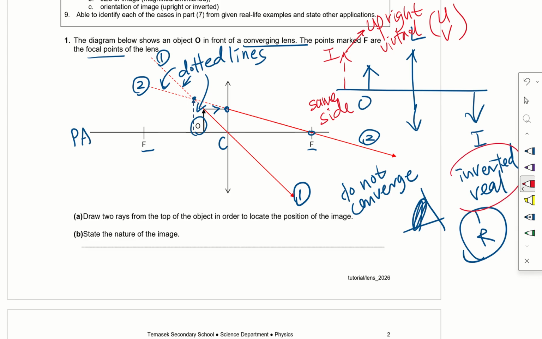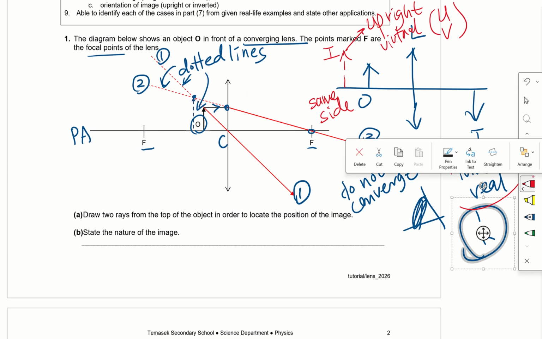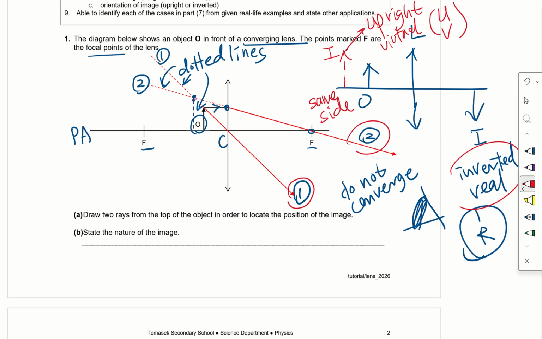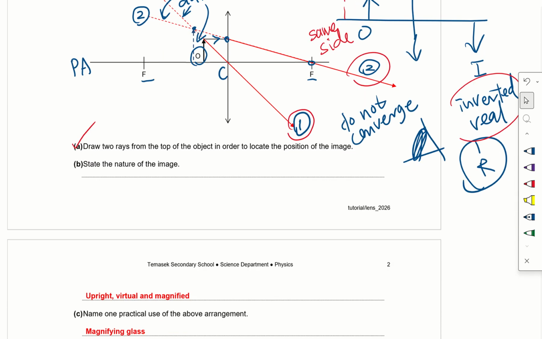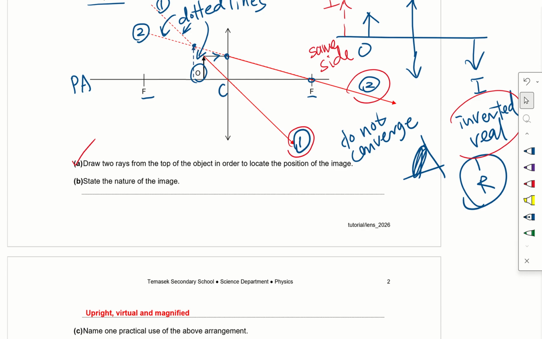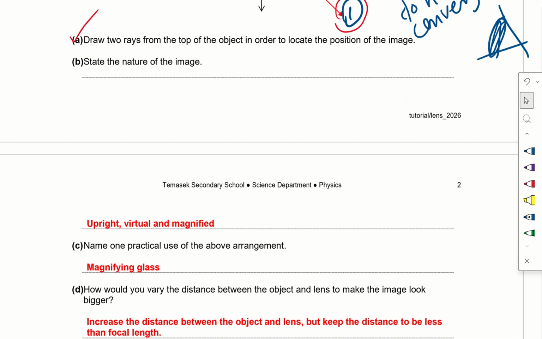So this is how you draw the light rays. More important is you must know how to draw light ray number 1 and light ray number 2. So we are done with A. Now state the nature of the image. Since the image is found on the same side, it is upright, because we started drawing from the tip of this object. So the tip of the image is also here and they are facing the same direction. That's why it is upright. And if it's upright, then it must be virtual.